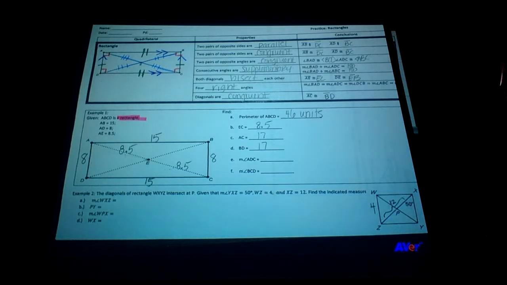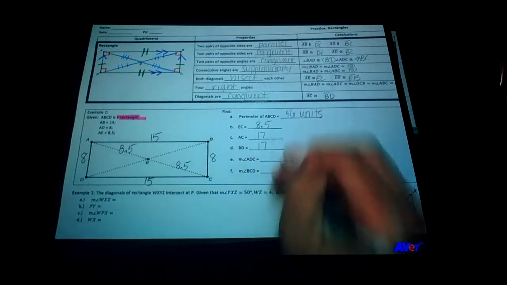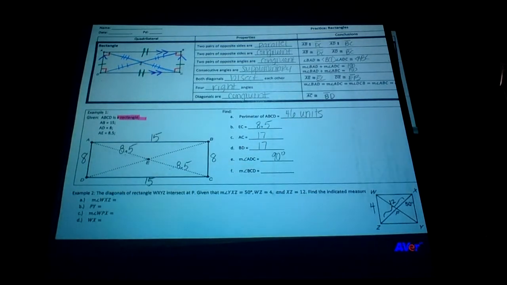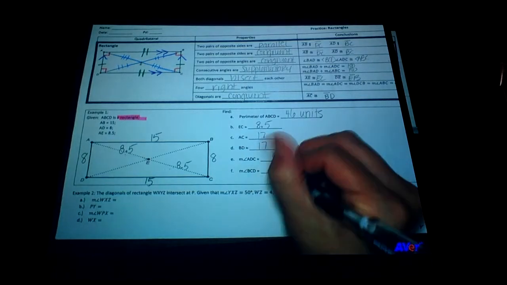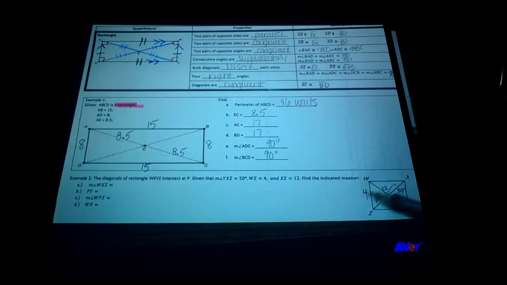The last 2 questions are asking about angle measures. The measure of angle ADC, that's 90 degrees. All the angles are right angles in a rectangle. And the measure of angle BCD is also 90 degrees. Okay. Second example here at the bottom, I've already labeled the given information. This too is a rectangle.